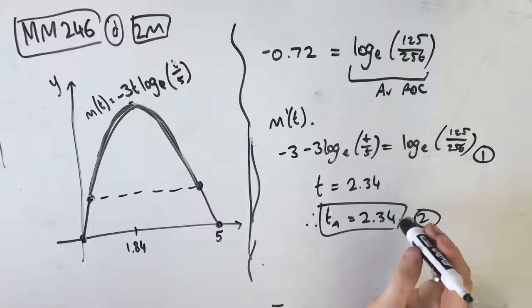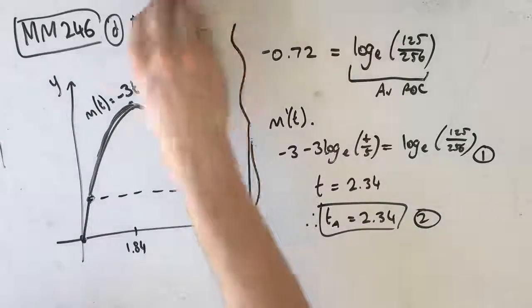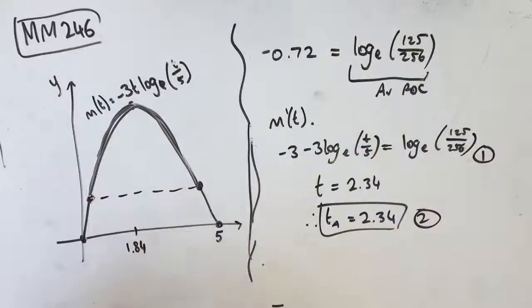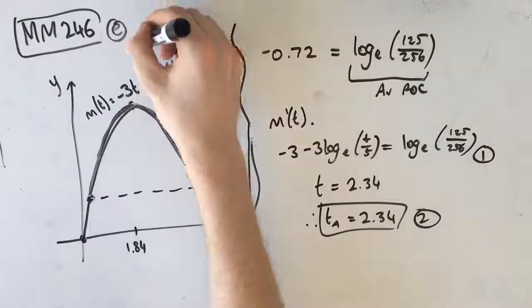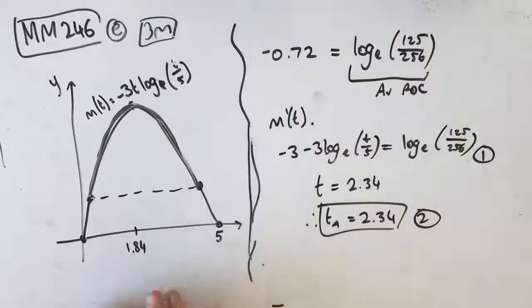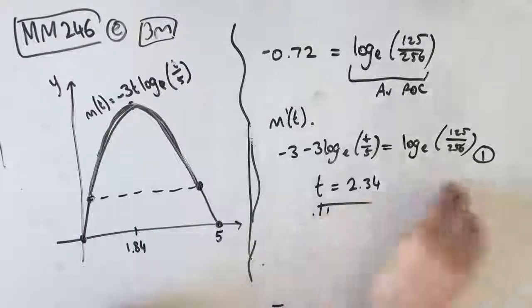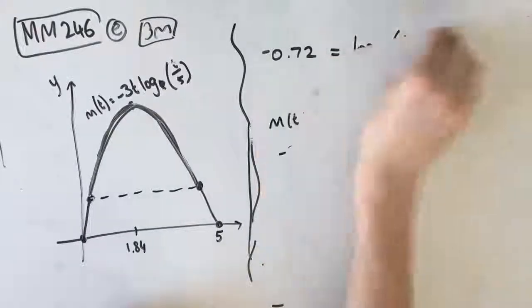But other than that, let's move on to part E. So part E now starts talking about Rob. This is a 3-mark question. Rob Stark's masculinity was also being measured once he became a man. The concentration of his masculinity can be modeled by the function.